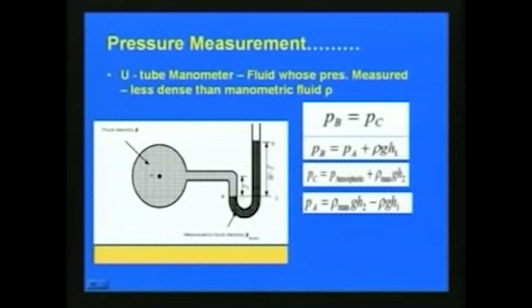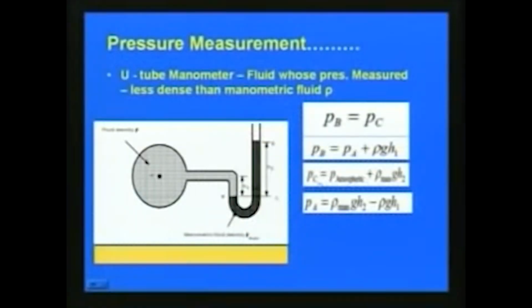Similarly, we can find the pressure at the location C. Since here the manometer is open to atmosphere, we have to consider the atmospheric pressure. If you are neglecting it or considering it as 0, then we do not have to consider it, but if you consider P atmospheric, then Pc is equal to P atmospheric plus rho manometer, the density of the manometer liquid, multiplied by g into H2, this height of liquid which we are measuring. So, Pc is equal to P atmospheric plus rho manometer g H2.